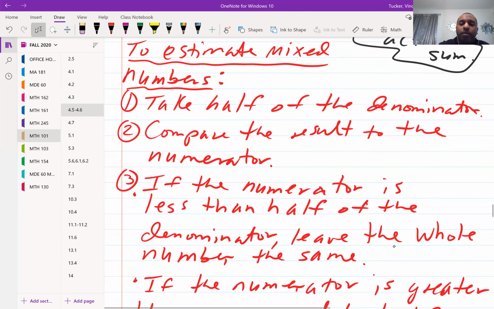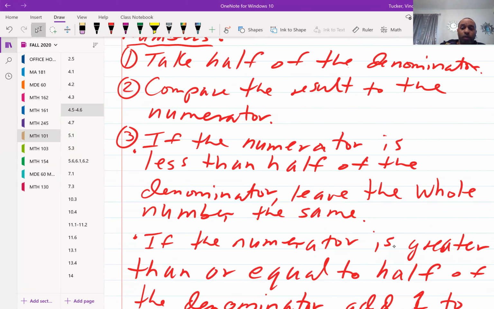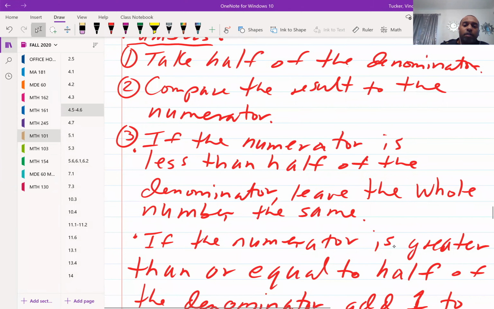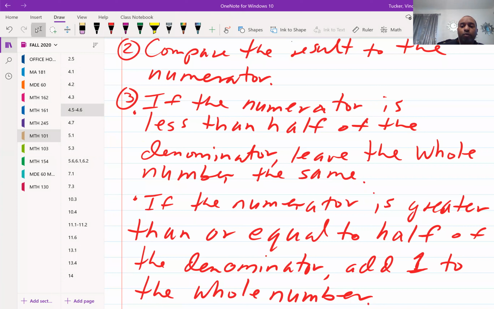So the first part of step 3 is if the numerator is less than half of the denominator, leave the whole number the same. Trying to give you a chance to write before I scroll all the way up and get to the rest of it. Then for the second part of step 3, if the numerator is greater than or equal to half of the denominator, add 1 to the whole number.